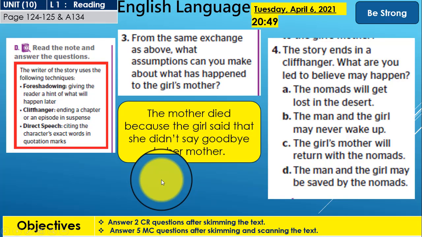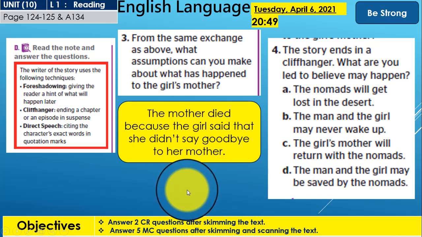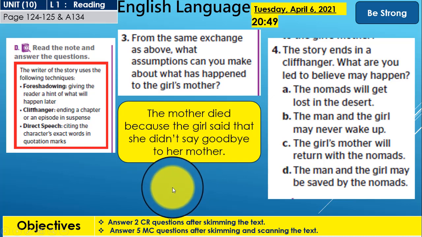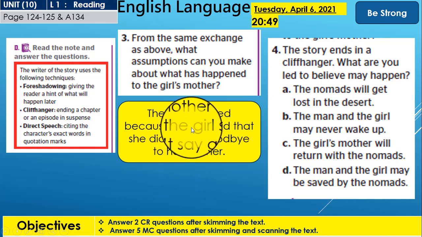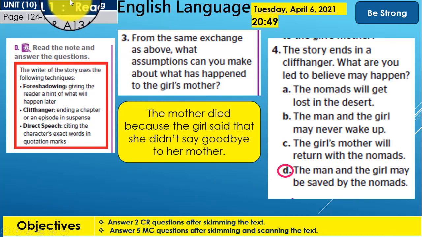The fourth question, the story ends in a cliffhanger. What are you led to believe may happen? The nomads will get lost in the desert. The man and the girl may never wake up. The girl's mother will return with the nomads, or the man and the girl may be saved by the nomads. I opt for the last one. That's your choice. Great.